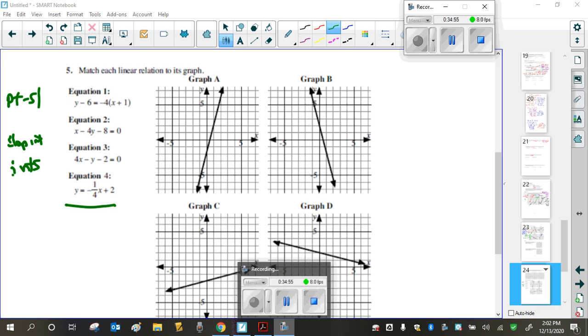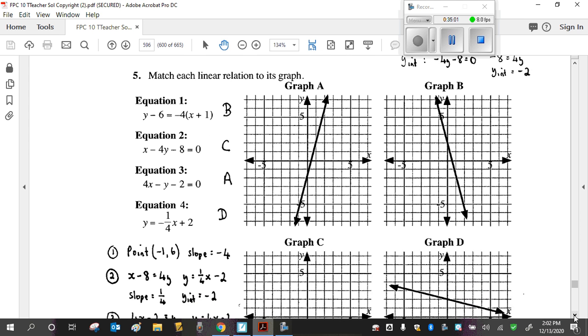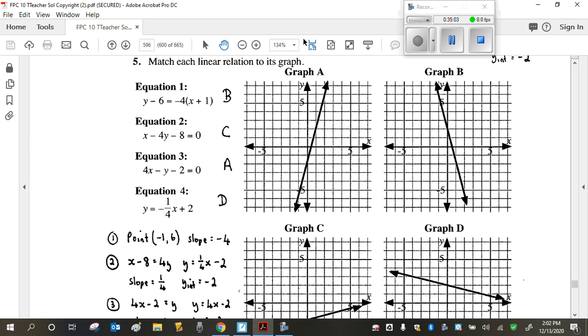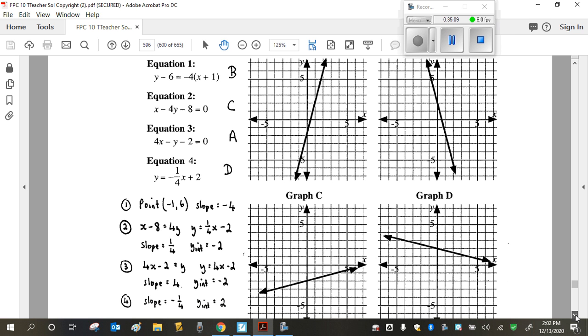All right, good job. Let's see how you did in number 5. There it is. Let's see if we can get it all. I might have to cut this down, hopefully just to that. And we can see number 1, there's the point and the slope, matches with B. Number 2, what did they do? They solved for y. So number 2, you should have had, if you solve for y, 1/4 x subtract 2, or you could do the x and y intercept way as well. Number 3, they ended up getting y equals 4x subtract 2.